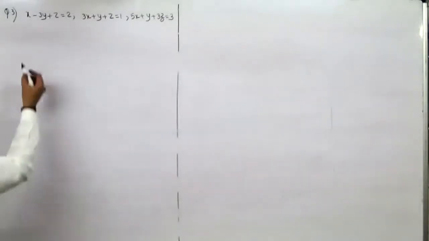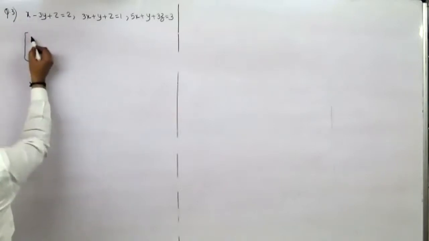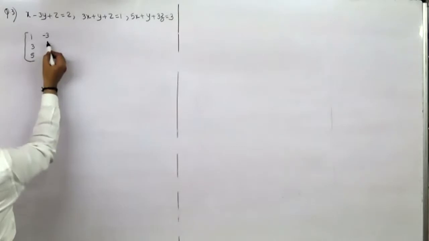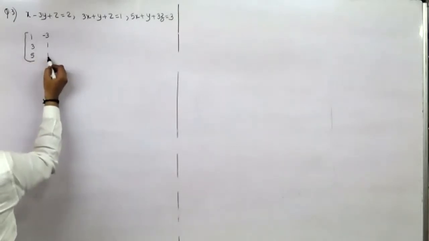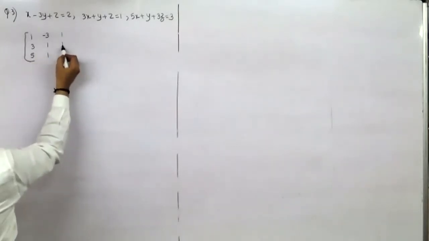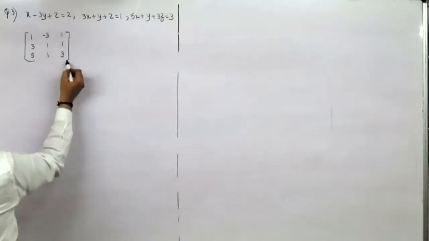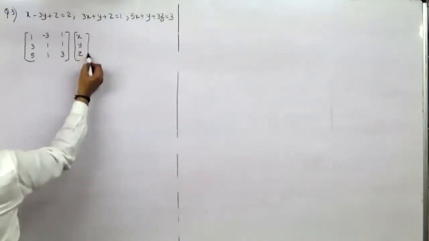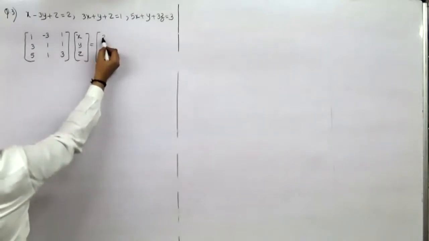Your first one. This is 1. This is 3. This is 5. This is minus 3. This is 1. This is 1. This is 1. This is 1. This is 3. X, Y, Z. And then you have 2, 1, 3.